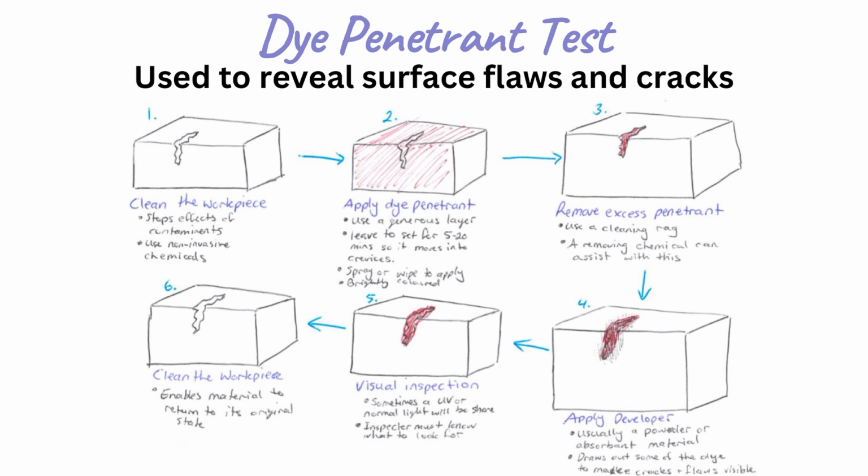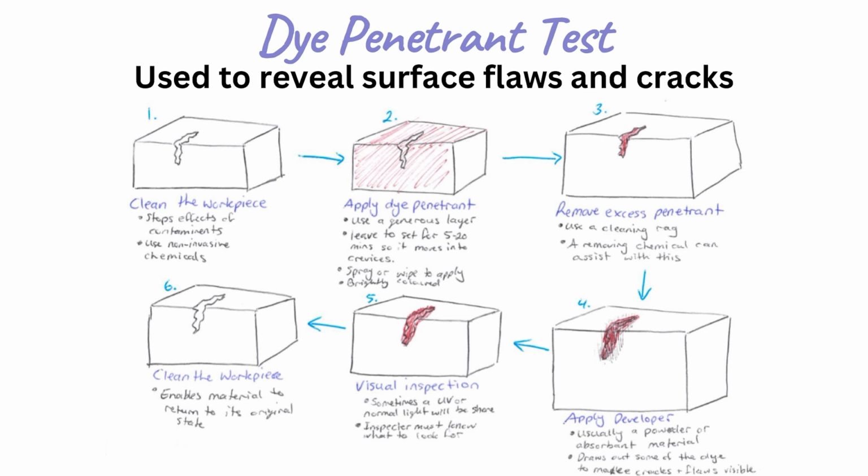So once that's soaked in, you want to remove the excess penetrant. So you can use a cleaning rag and some mild chemicals to assist with this, and this will leave the dye penetrant residue inside the cracks. So then you apply a developer. It's usually a powder or absorbent material, and this draws out some of that dye that hasn't been wiped off, so it exposes where those cracks are, makes them visible, and then you can do a visual inspection and visually locate where the cracks are.